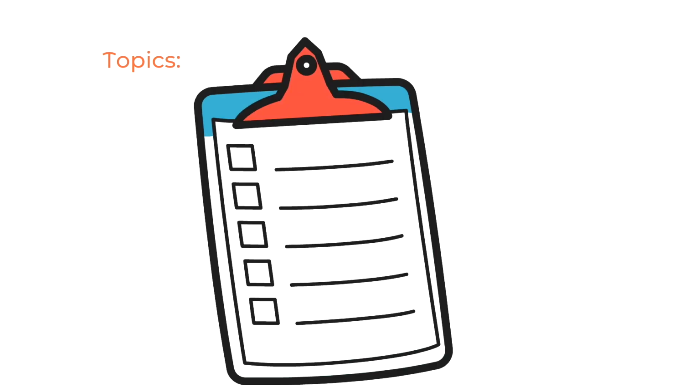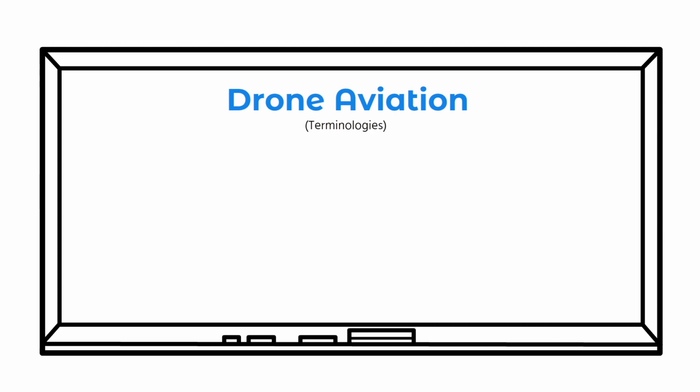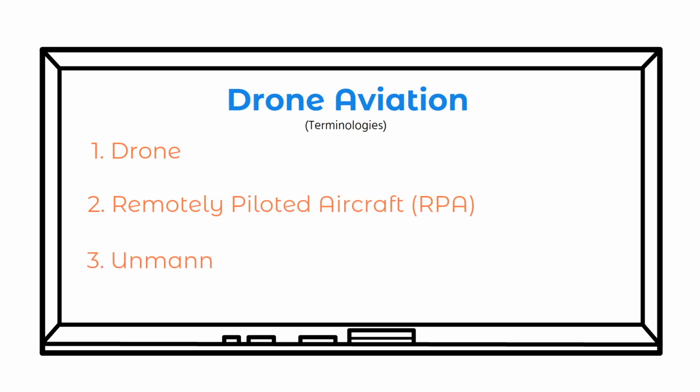In this lesson, we will talk about the following: terminologies, categories of drones, weight classes, uses and capabilities, pros and cons of drones. To start off, let me introduce you to the different terminologies used in drone aviation: drones, RPA, and UAV. These three terminologies make up the world of drones worldwide.